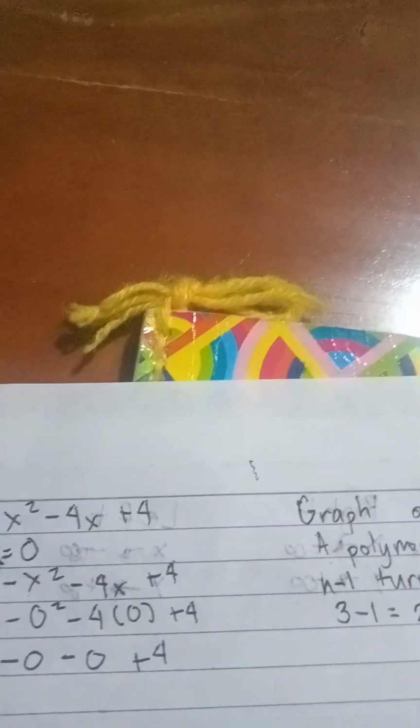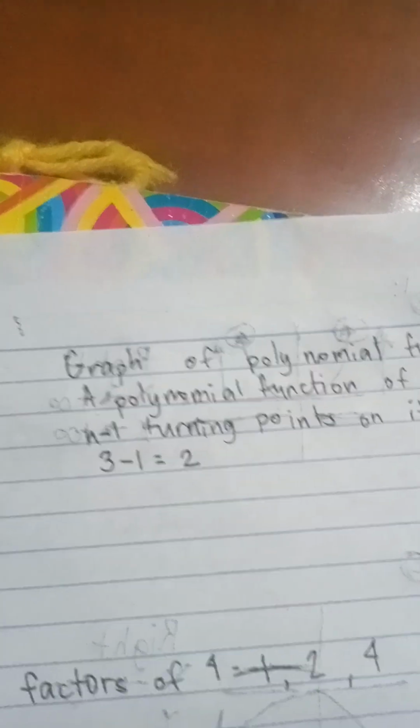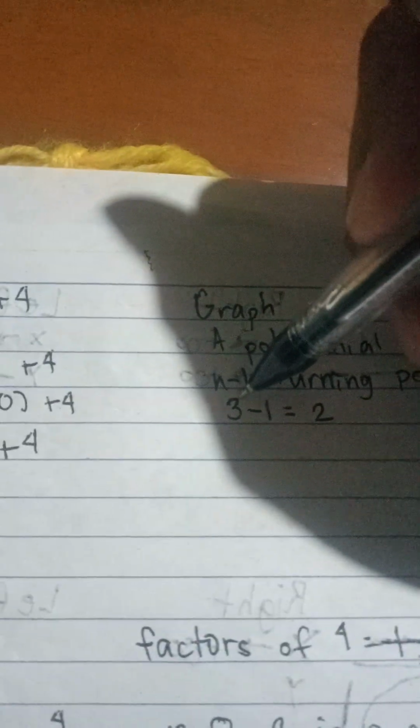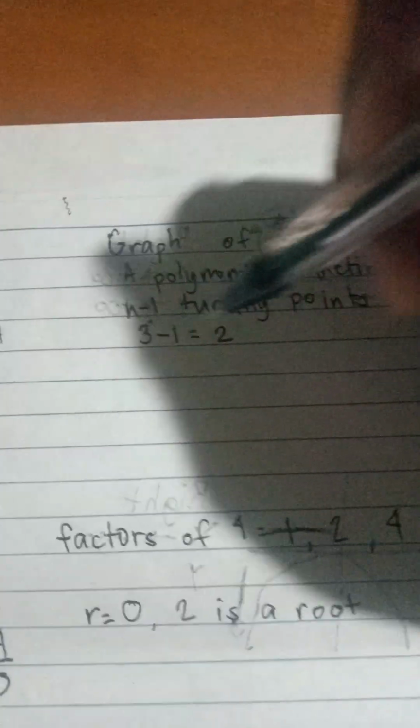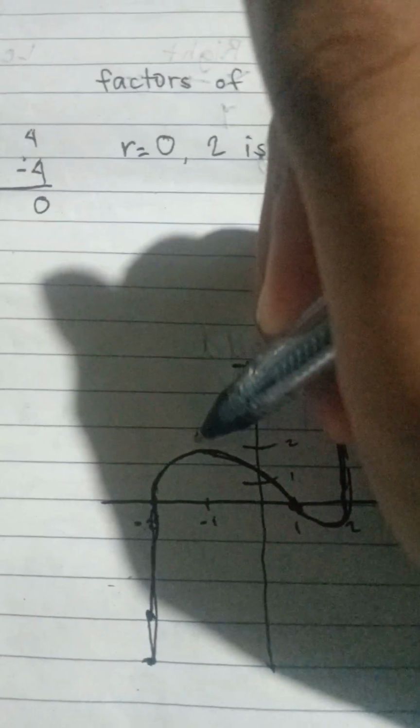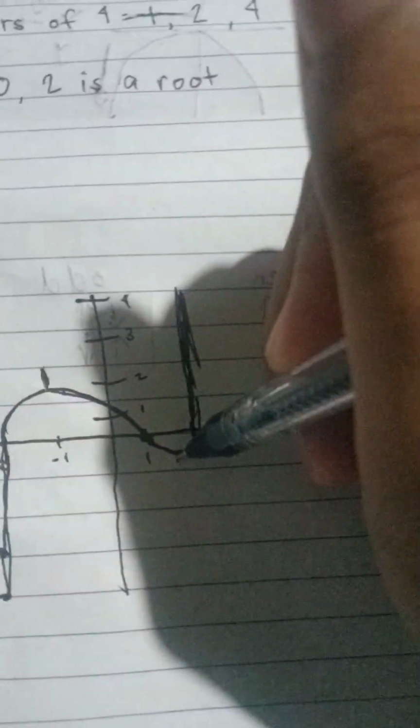But first, before I forget, a graph of a polynomial function of degree n has at most n minus 1 turning points. So whatever the degree, for example here our degree is 3, so 3 minus 1 equals 2. So this 2 is the number of turning points of this graph. As you can see here, this is the first turning point and this is the last turning point.